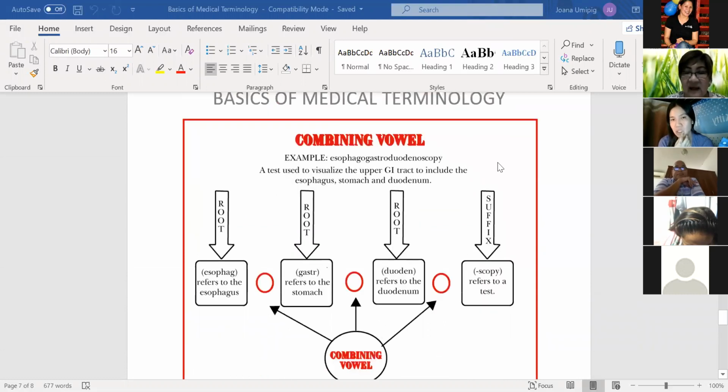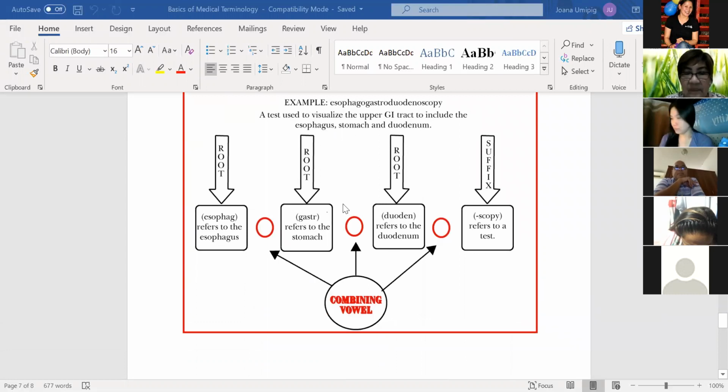So, combining vowel, these are the examples we were talking about earlier. The esophagus, that is the root word, with an O in the middle, gastro-O, duodeno-O, and the last is scope. So if you read it again, esophagus, gastro-O, duodenoscopy. Right? A tongue twister.